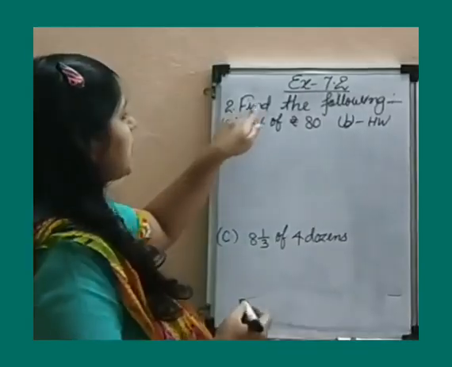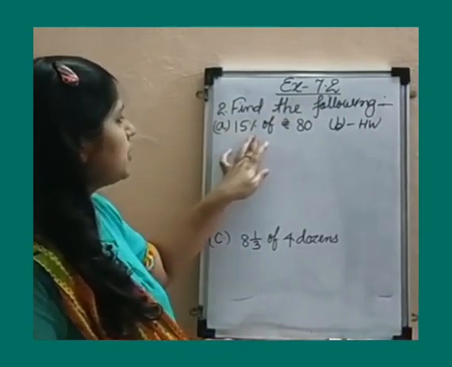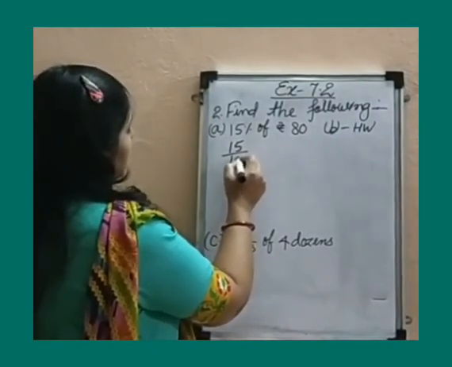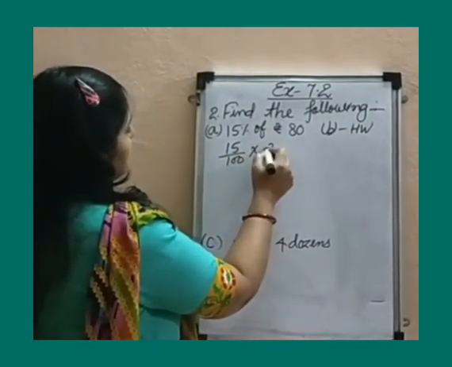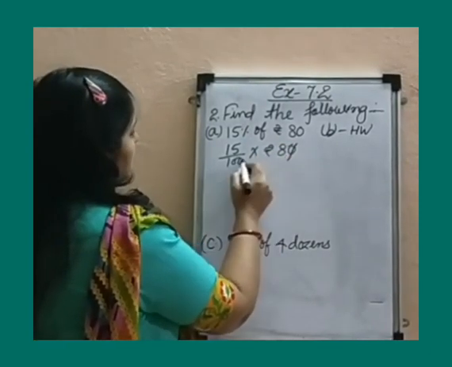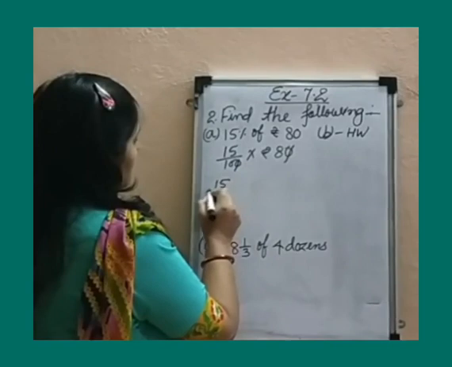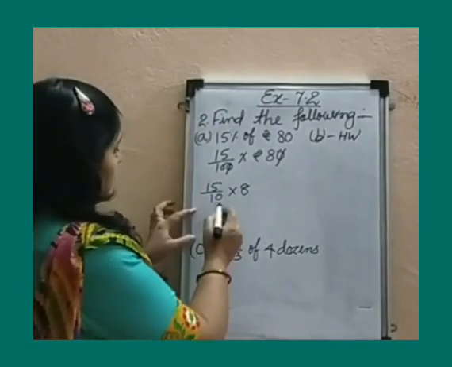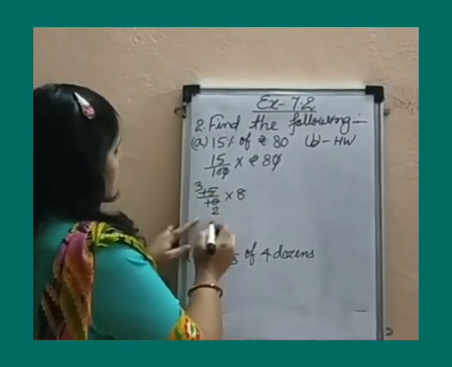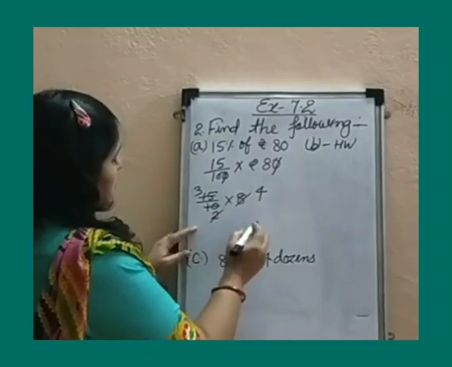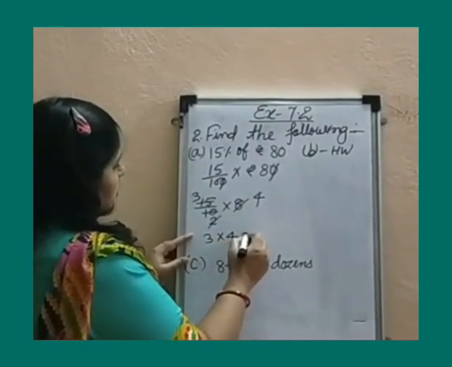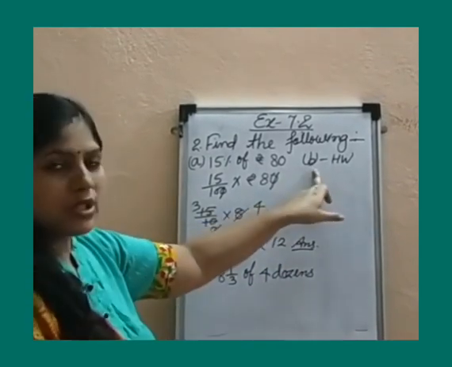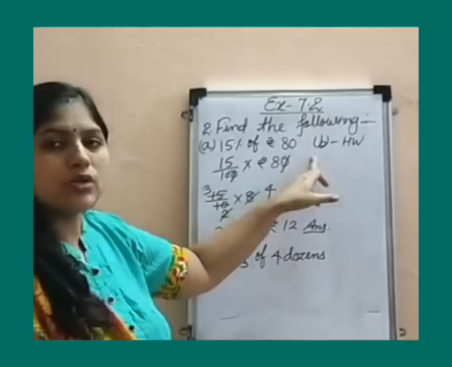Question number 2 is, find the following. Find the value of 15% of rupees 80. 15 upon 100 of multiplication rupees 80. 10 by 10, 15 upon 10 into 8. You can cancel it by 5. 5 2s are 10. 5 3s are 15. 2 4s are 8. So 3 into 4 equals rupees 12, answer. Question number B is for your homework because A and B both are almost the same.